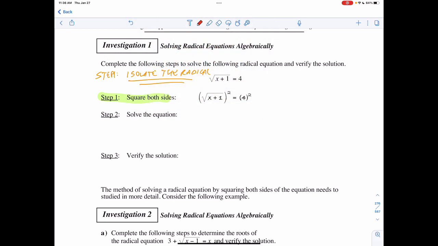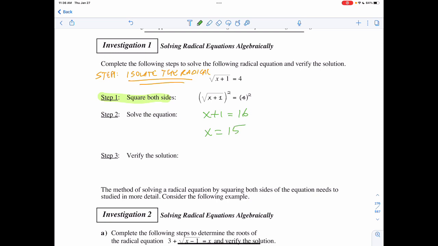Well, same as what we did in the previous stuff, we know that the square root of x times the square root of x is equal to x, which logically means the square root of x plus 1 times the square root of x plus 1 is just equal to x plus 1. So when I square both sides of the equation, I'm going to square the root x plus 1 and square the 4, and I'm going to say that x plus 1 is equal to 16. Then I'm going to get x by itself. X is equal to, when I subtract 1 from both sides, 15.